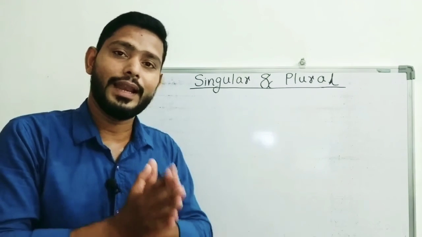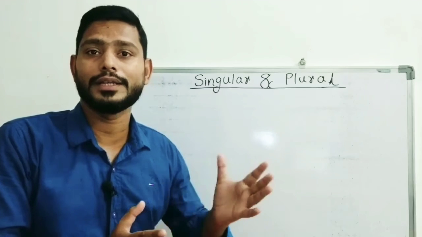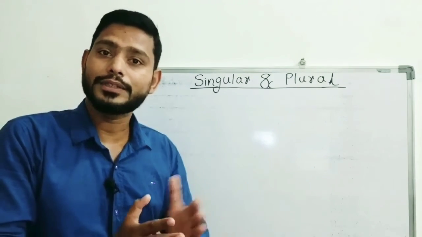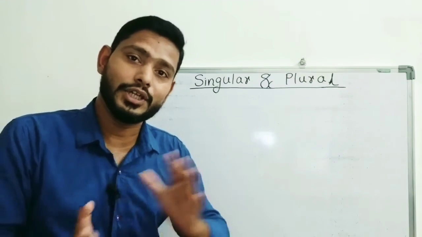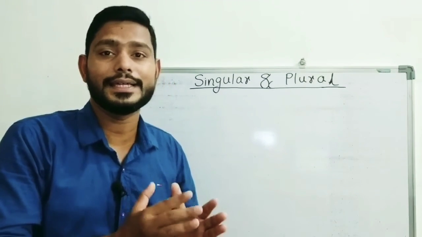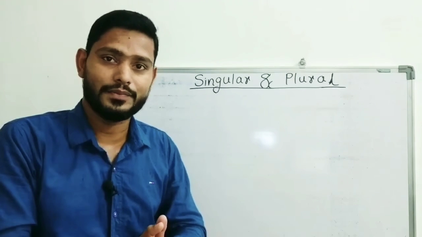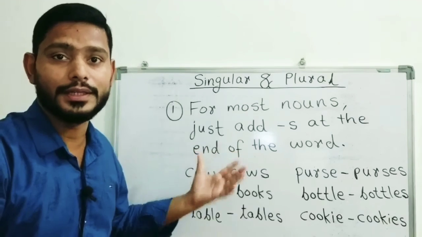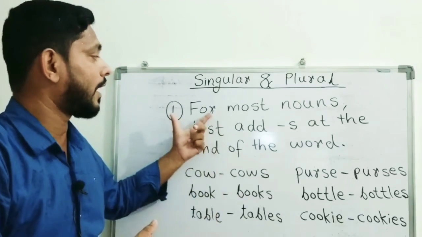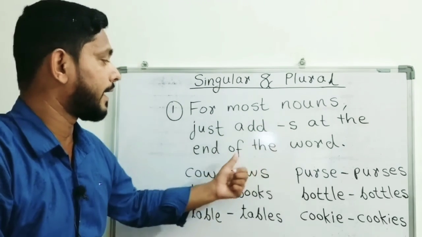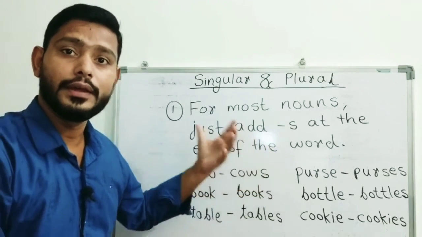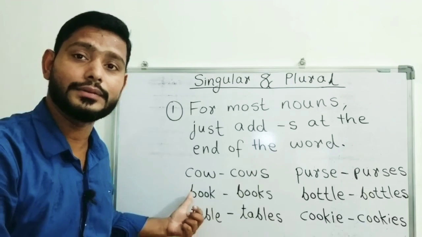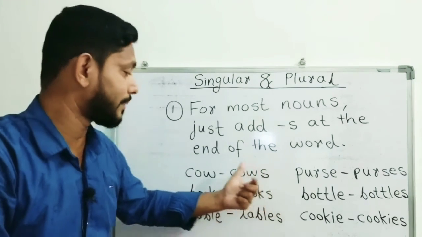So here let's begin with the first part that I have already discussed with you in the previous classes, that is all about some nouns that can be changed to plural by adding s at the end of singular nouns. Here we can see some examples. Let's have a look at the first rule, that is for most nouns just add s at the end of the word. So if we add s at the end of some words, especially some singular nouns, then that can be changed to plural. Some examples we can see here.